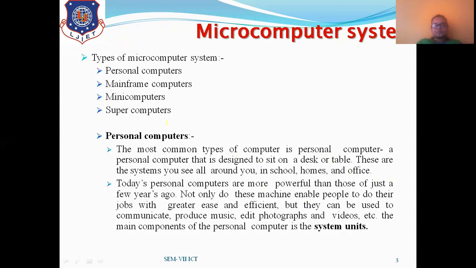What else do personal computers do? Personal computers make people's work easier and more efficient, but they can also be used to communicate with other people, to produce music, edit photographs and videos, and for various other applications as per the requirement of the user. And the main component of a personal computer is the operating system, which runs on our system unit.